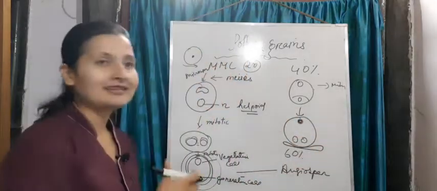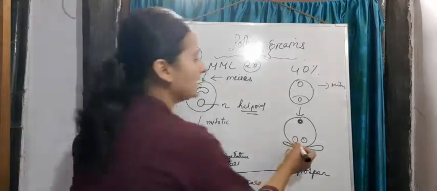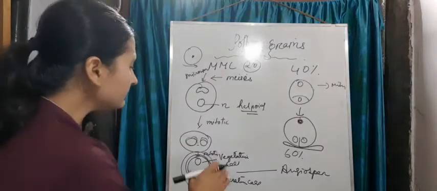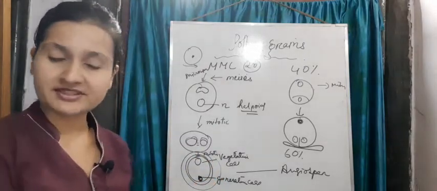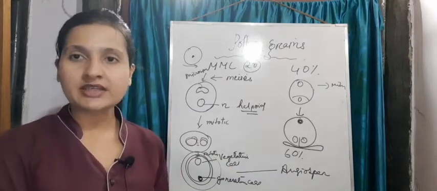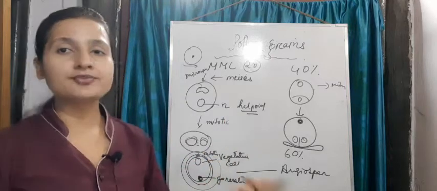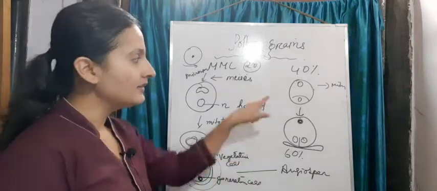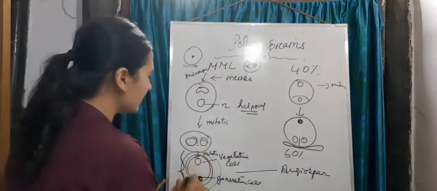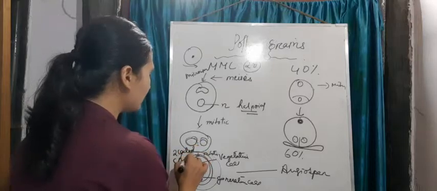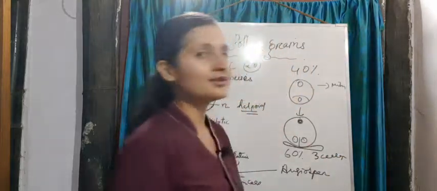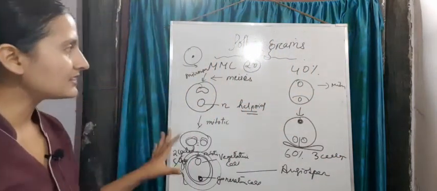In the 60%, the cell division takes place after they land on the stigma. In the 40%, it mostly divides before, and then it goes for pollination. When they land on the stigma after pollination, mitosis takes place and they divide. Here you can see 2 cells are formed, so this stage is called the 2-celled stage. And here you can see 3 cells are formed, so this is called the 3-celled stage. I hope this concept is clear to you.